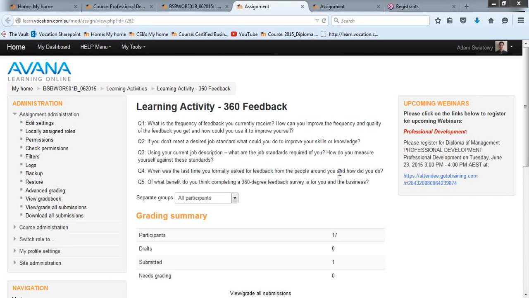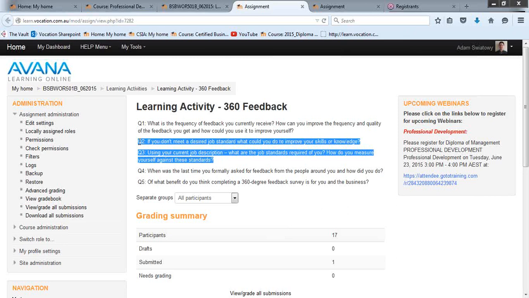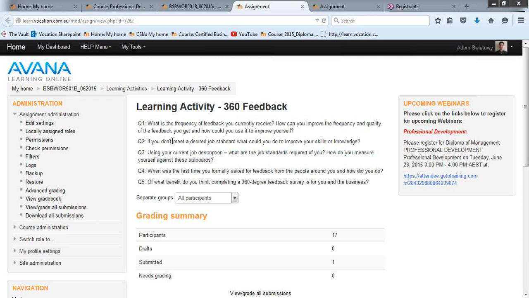But okay, so the next question here that you see in this set: if you don't meet a desired job standard, what could you do to improve your skills or knowledge? And the third question there is, using the current job description, what are the job standards required of you? How do you measure yourself against these standards? Okay, so really a job standard, also known as a competency standard, these are just the standards that are required of you to complete your job.